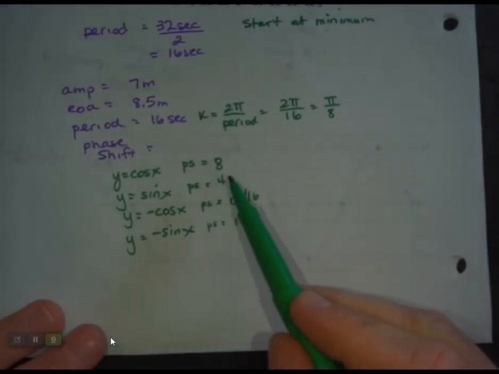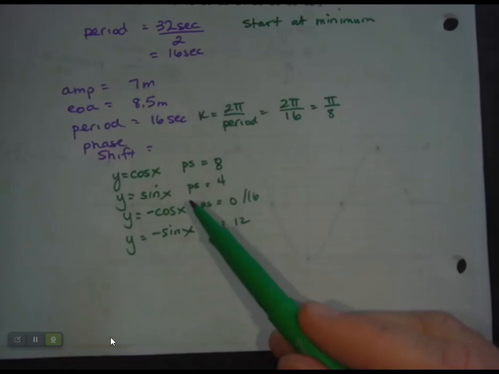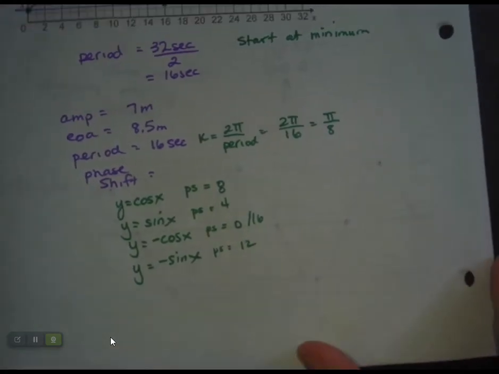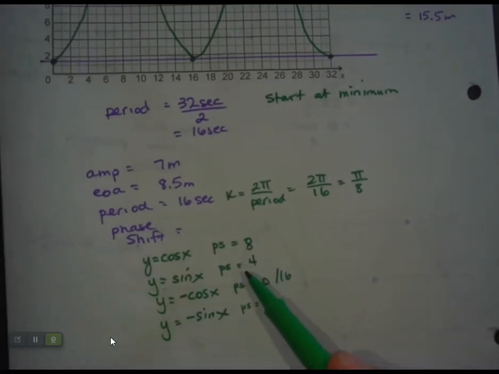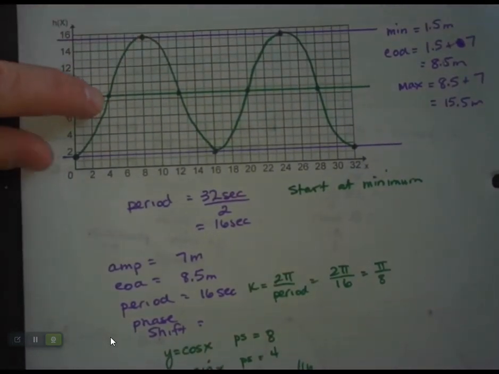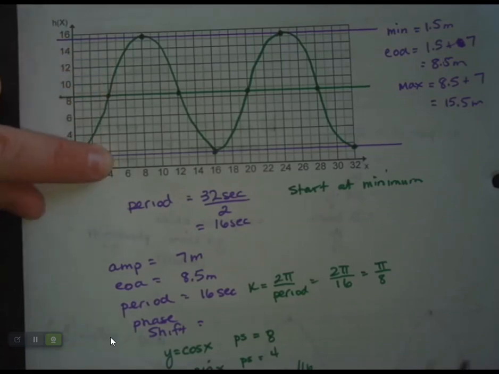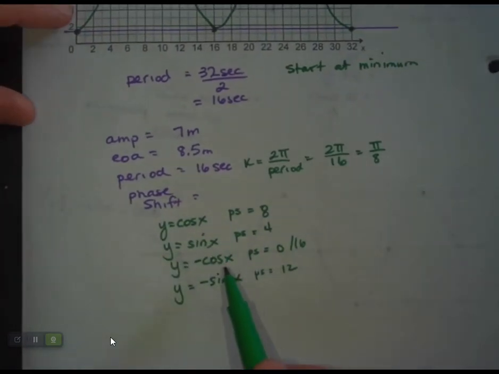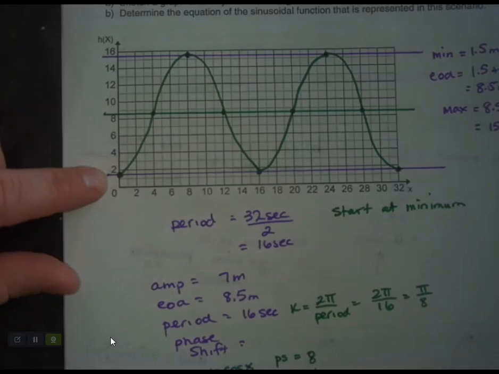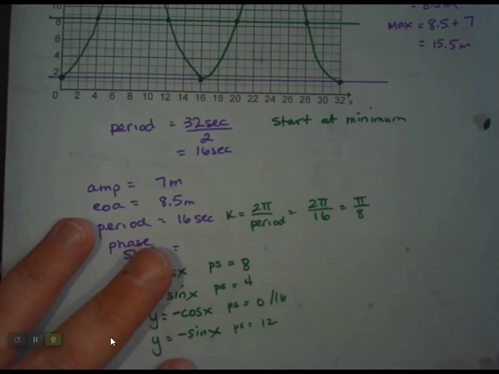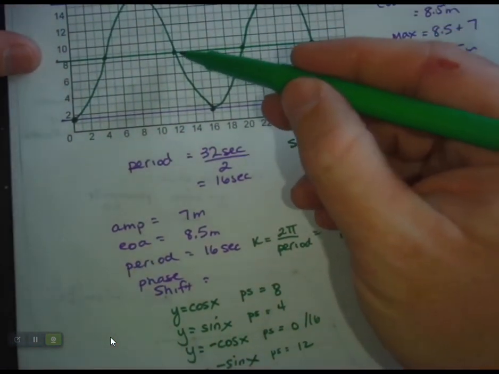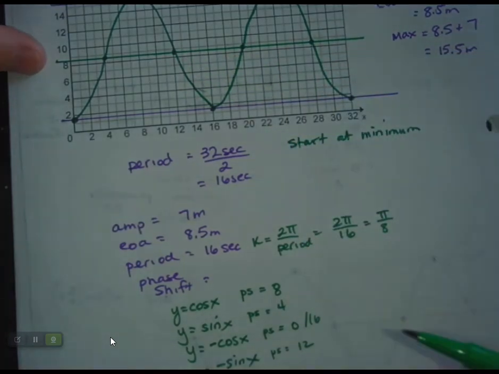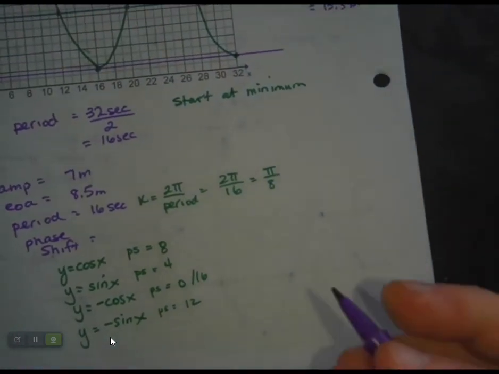So hopefully you wrote this down. For cos, it's going to start up at the maximum. So if I look at this, my maximum is at 8. That's why I picked 8. Sine starts in the middle and increases. So that's why I said 4. Negative cos starts out at the minimum. So it could start at 0, or it could be at 16. Your choice, doesn't matter. And negative sine starts in the middle and goes down. That's at 12.